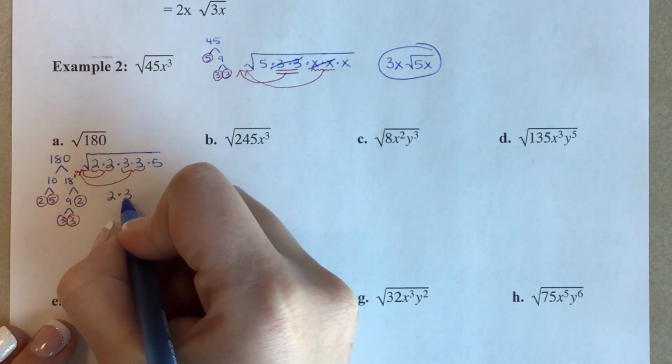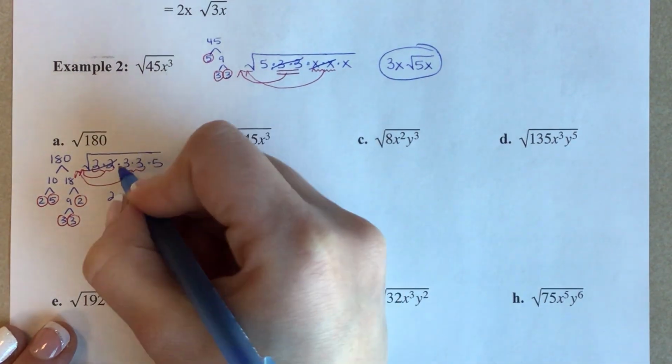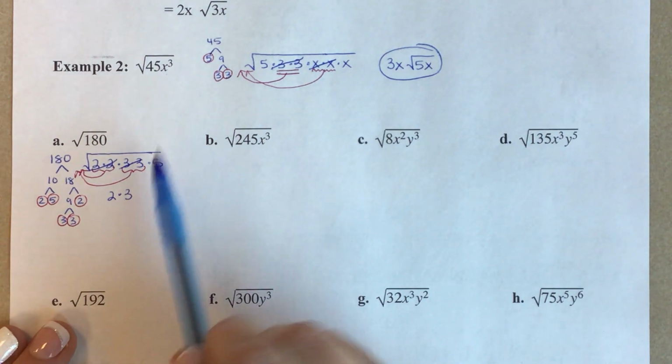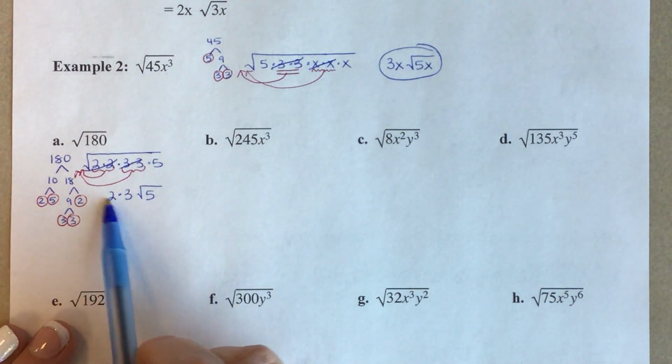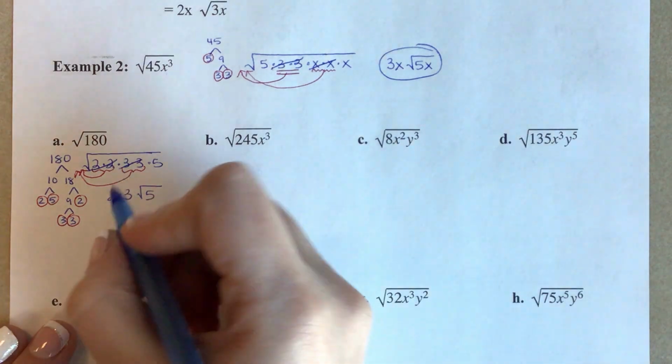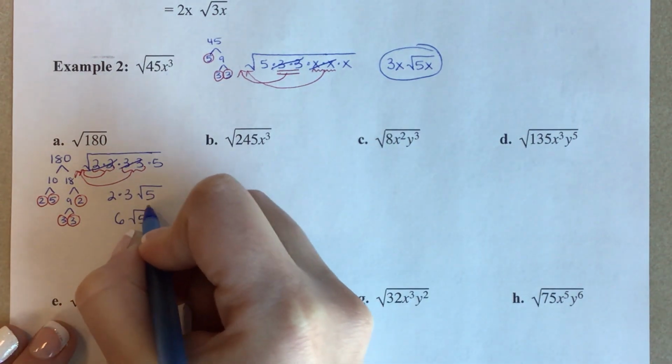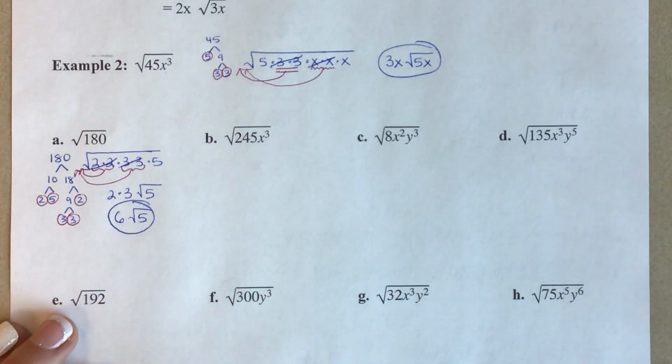So I've got 2 times 3, and so that's taken care of, that's taken care of. What's left over? I've got the square root of 5 left over. Let's multiply that 2 and 3 out because we don't want to make it sloppy, so it's going to be 6 square root 5 for our final answer.